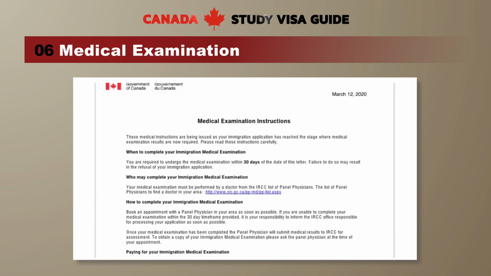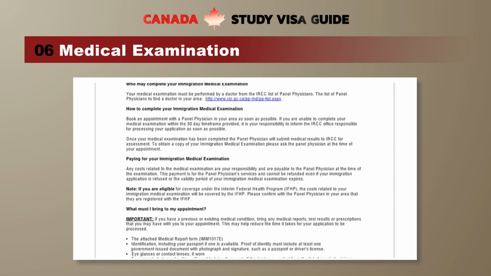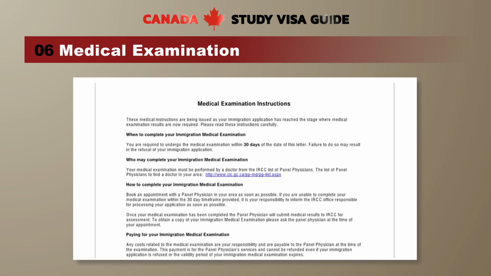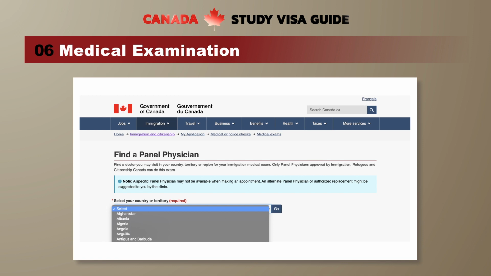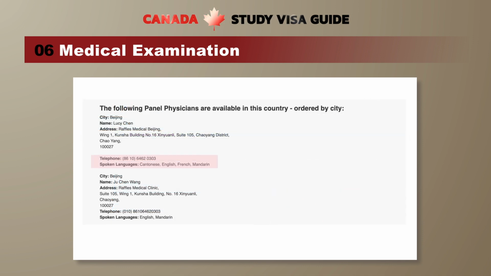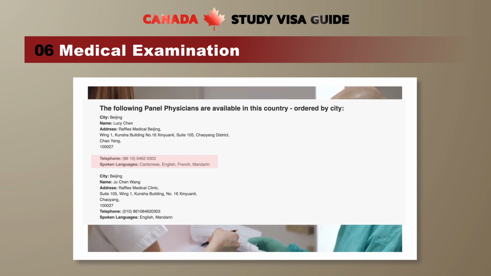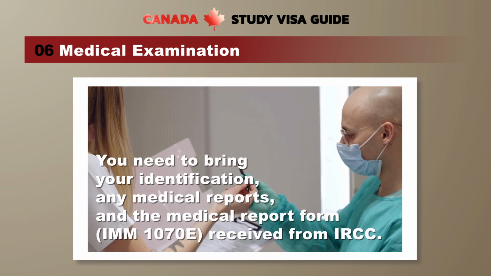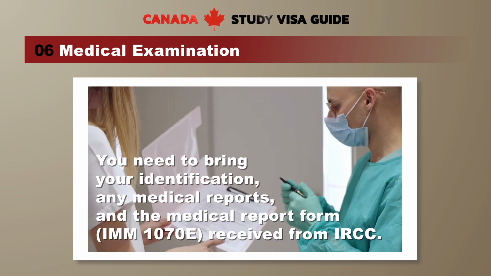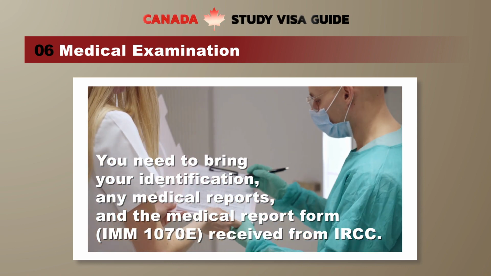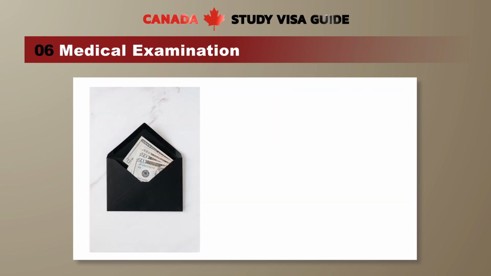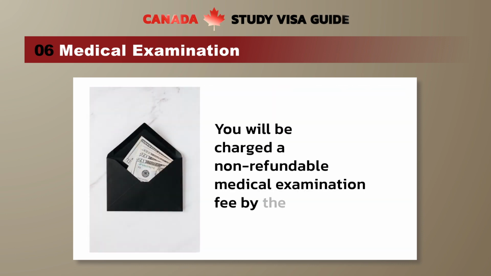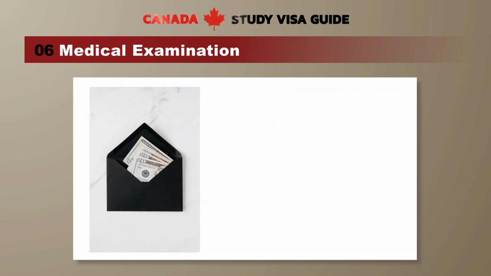As soon as you submit your application, IRCC will send you instructions on how to undertake the medical exams. You can find the panel physician nearby on the IRCC website and visit their website to book an appointment. You need to bring your identification, any medical reports, and the medical report form, IMM 1070E, received from IRCC. You will be charged a non-refundable medical examination fee by the physician.